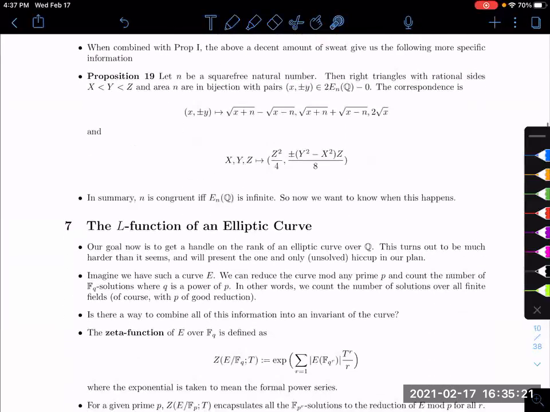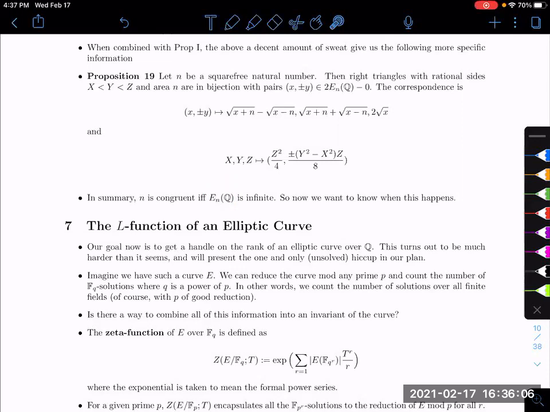Okay, so let's summarize. A square-free natural number n is congruent, meaning it's the area of a right triangle with rational sides, if and only if the number of Q points on the congruent number elliptic curve associated to n is infinite. However, remember, what is the congruent number problem asking? It's not asking for profound equivalent criteria for n to be congruent. It's asking for checkable criteria for n to be congruent. This is not checkable still. It's profound. It's very nice, but it's still not checkable, like algorithmically.